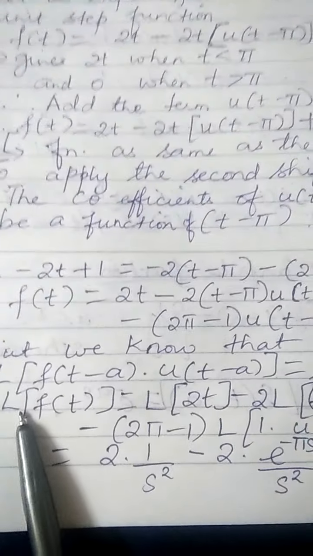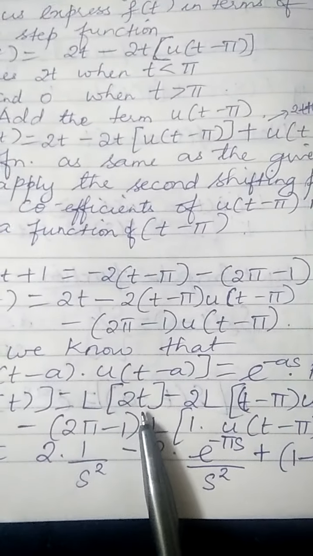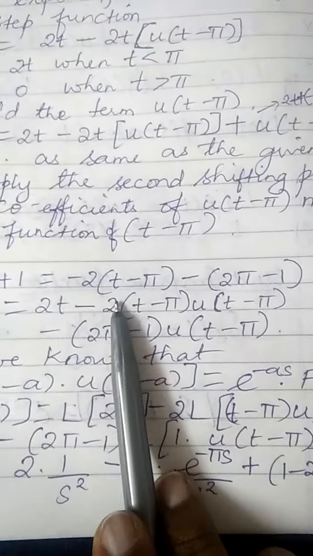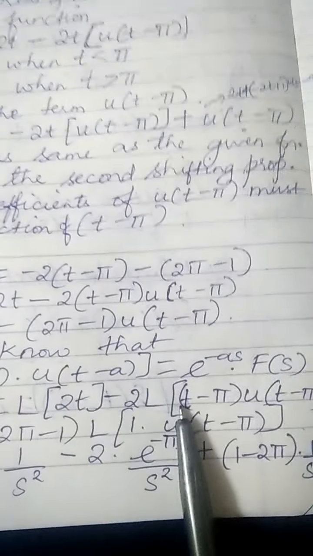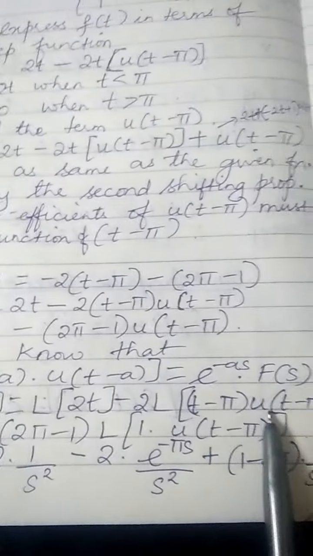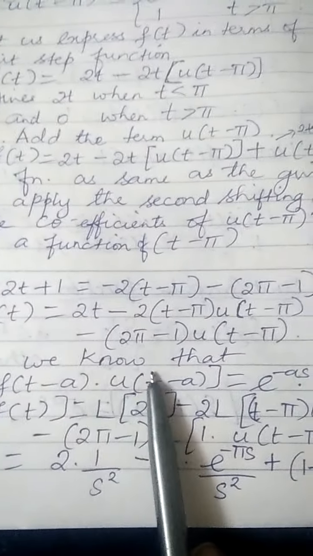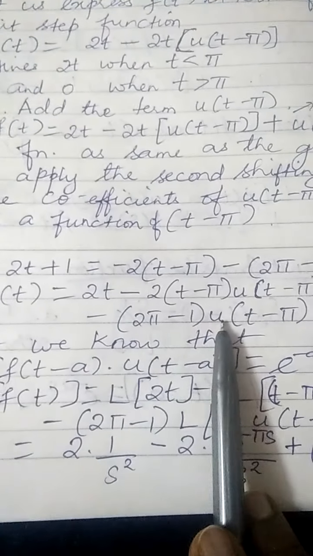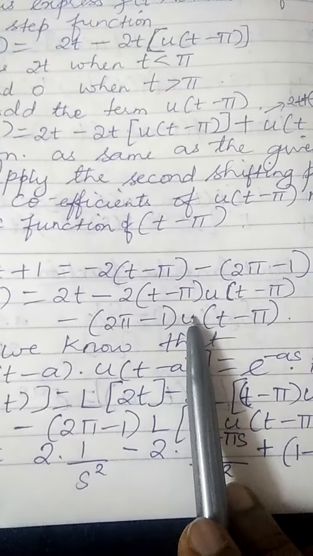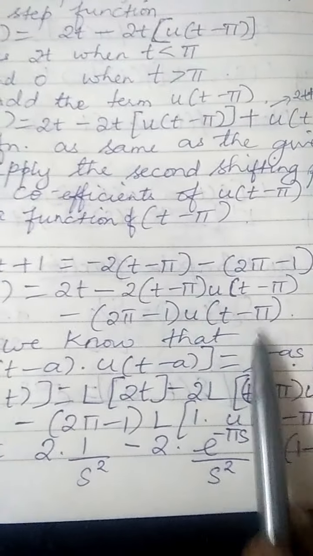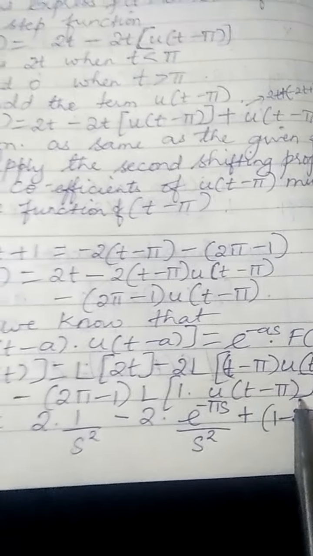We will get L of f of t equal to L of 2t, minus 2, a constant, moved outside the transform, L of t minus pi u of t minus pi. Here we are going to use the second shift property. Then minus 2 pi minus 1, L of, we have only u of t minus pi, so we write it as 1 into u of t minus pi.